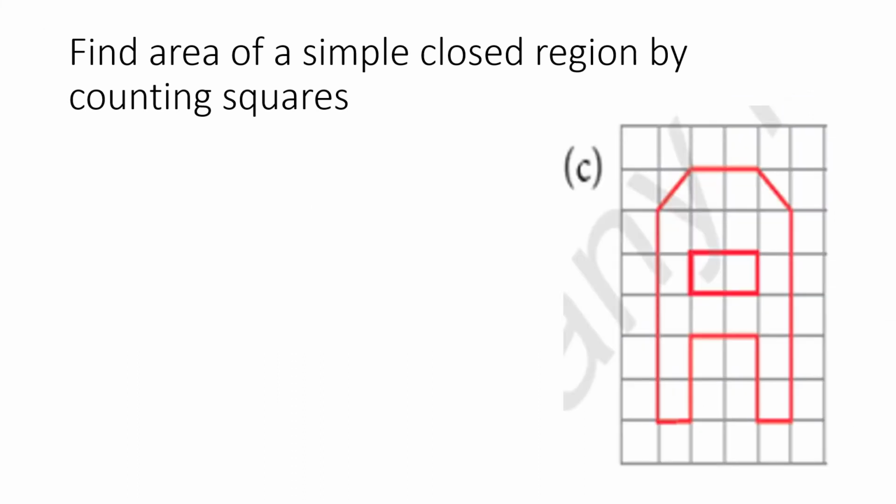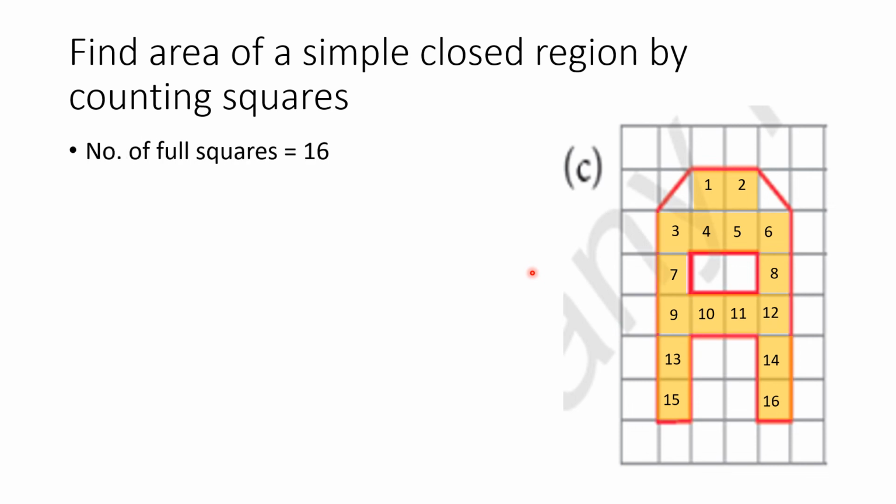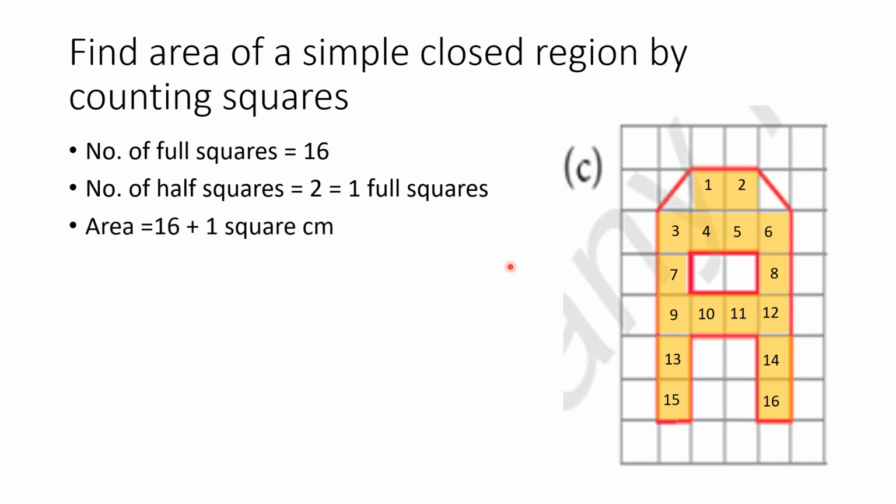Let us solve one more question. Here is a closed region. Let us find out how many full squares. So these are the full squares and let us count them: 1, 2, 3, 4, 5, 6, 7, 8, 9, 10, 11, 12, 13, 14, 15, 16. Number of full squares equals 16. And how many half squares? 1, 2. 2 half squares, which equals 1 full square. So area equals 16 plus 1 square centimeter, and we can say that is 17 square centimeters.